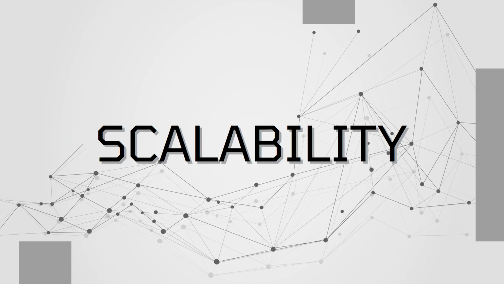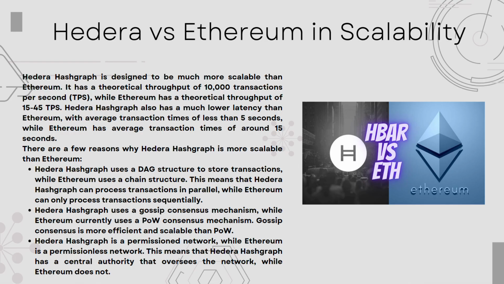So we come to the scalability factor. Ethereum versus Hedera in scalability. Hedera Hashgraph is designed to be much more scalable than Ethereum, as it has less concentration on security and more on low latency and high throughput. It has a theoretical throughput of 10,000 transactions per second, while Ethereum has only 15 to 45 transactions per second because it's more secure and computation-heavy.